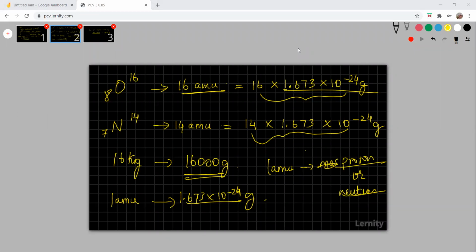All protons have the same mass, Rajvi. All protons will have the same mass. The mass of one proton is 1.673 into 10 power minus 24 grams. Almost the mass of neutrons is also the same. So if you have 15 atomic mass units, its mass in grams is this. That's it. Okay, so now we can come to the definition.